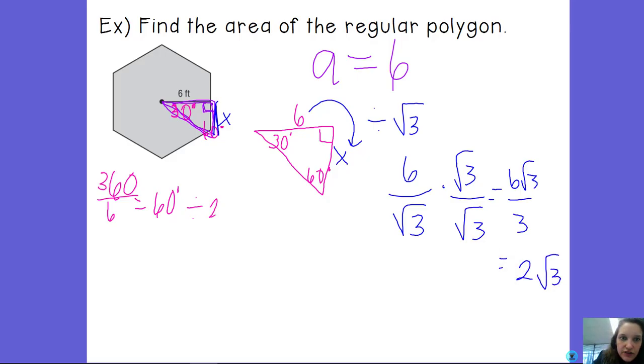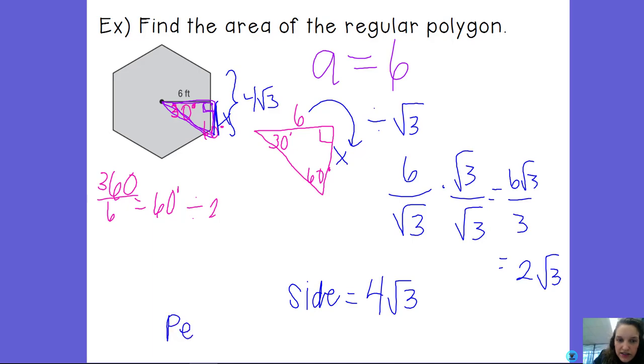So this little nugget is 2 root 3, which I'm just going to double it to get the whole side length, which is 4 root 3. So each side of this hexagon is 4 root 3, which means the perimeter is going to be 6 times that side length. 6 times 4 root 3, which is 24 root 3.